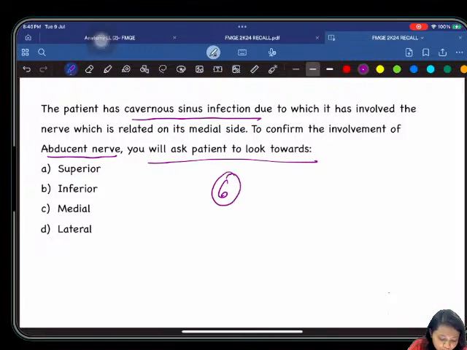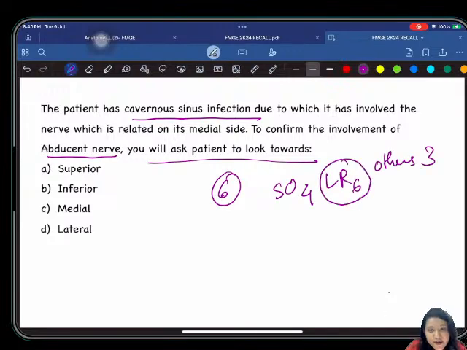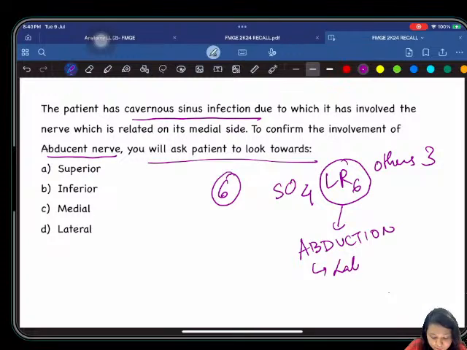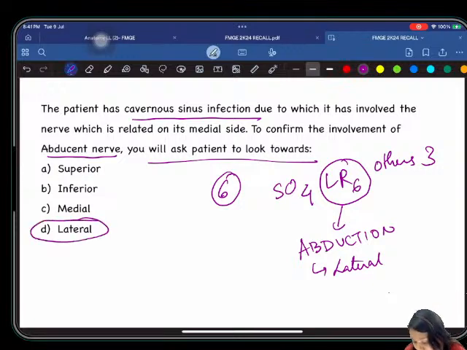We know that SO4, LR6, others 3. We have to see whether the lateral rectus is working properly or not, and you know that the main primary action is abduction, that is away from the midline. So we'll ask the patient to look laterally, towards the lateral aspect, so that we can see the functioning of the lateral rectus. So the answer will be lateral.